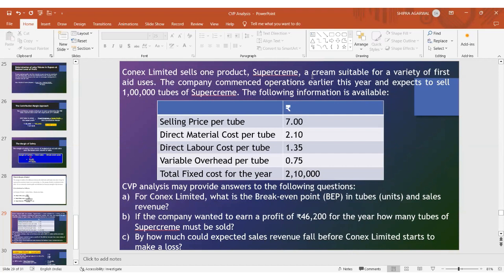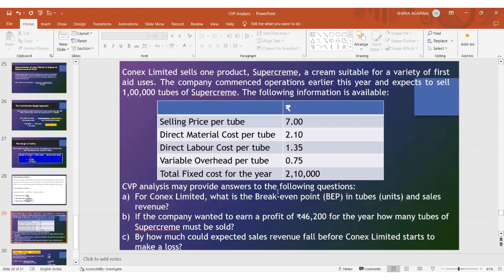Connex Limited sells one product, Super Cream, a cream suitable for a variety of first aid uses. The company commenced operations earlier this year and expects to sell 1 lakh tubes of Super Cream. The following information is available. Selling price per tube is 7, direct material cost per tube 2.10, direct labor cost per tube 1.35, variable overhead per tube 0.75. Total fixed cost for the year is 2,10,000.